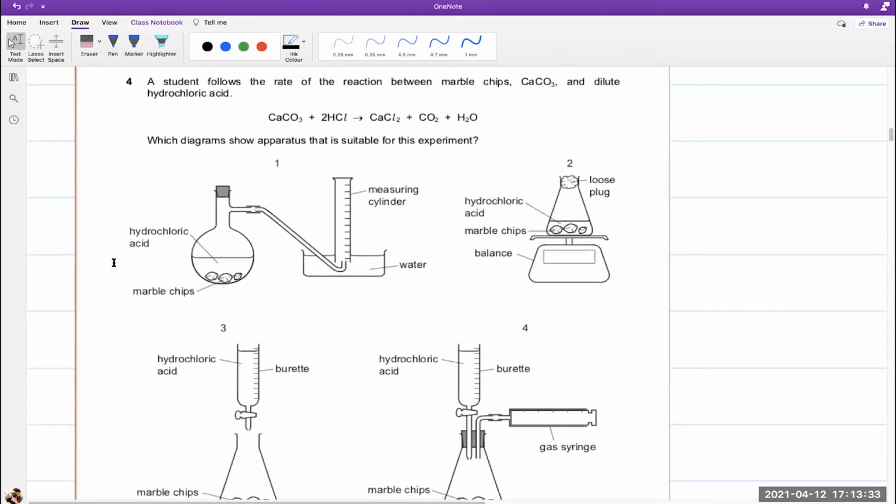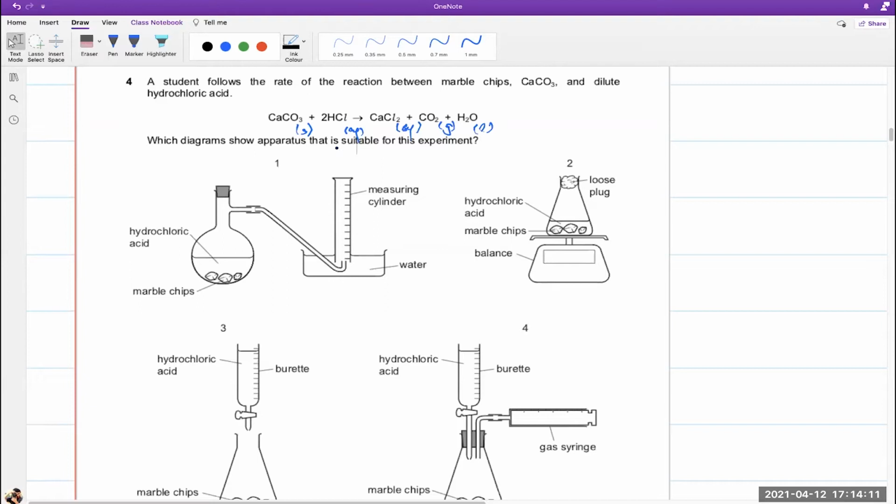Okay, a student follows the rate of reaction between marble chips, calcium carbonate, and HCl. Now, the equation is given, and if we apply the state symbols here, we know that we are going to get gas here. Okay, this is liquid. This is calcium chloride, which is soluble, so it is aqueous. And so what we're going to see is there's a solid here, there's a solution here. So the solid is going to dissolve and we're going to get bubbles of gas. So both of those can help us figure out a decent way of measuring rate of reaction. We can judge by the change in mass because carbon dioxide goes away.